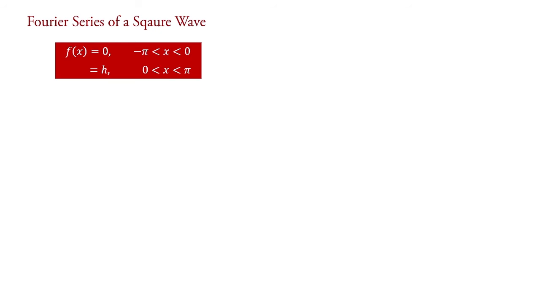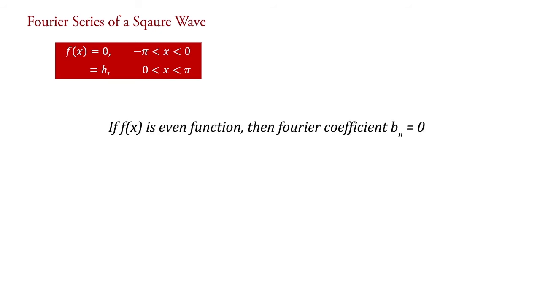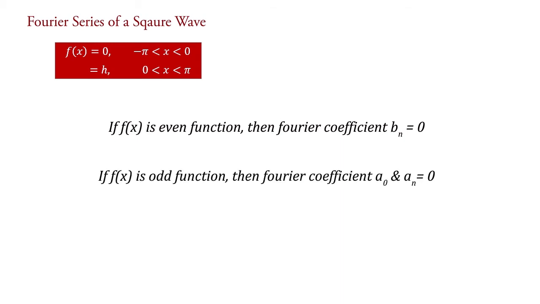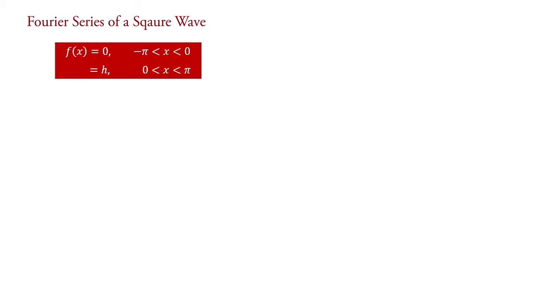Remember that if f(x) is an even function, then the Fourier coefficient bn equal to 0, and if f(x) is an odd function, then the Fourier coefficients a0 and an are both 0. But here the given function is neither odd nor even. So we will calculate all three coefficients.